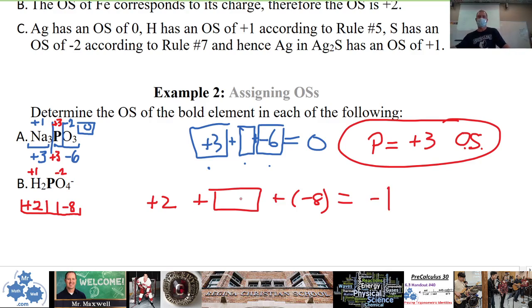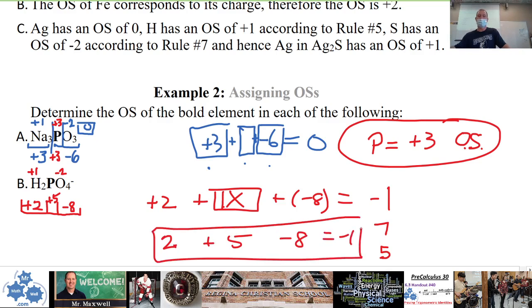Now you could solve it by traditional methods, solving for x. There's 1 P, so this is going to be 1x. I could add 8 to both sides to get 7, and I could subtract 2 to get 5. So let's see, does it make sense that +2 plus 5 minus 8 is -1? 2 plus 5 minus 8, does that equal -1? Yeah, it sure does. So guess what? Phosphorus here has an oxidation state of +5.